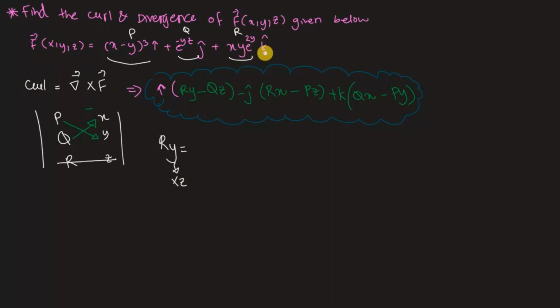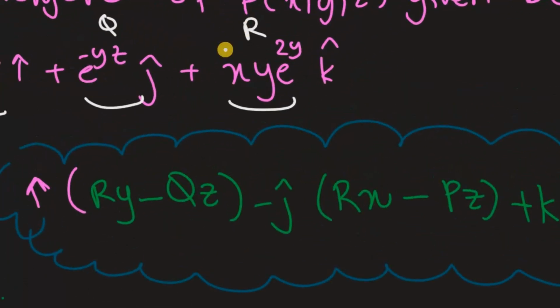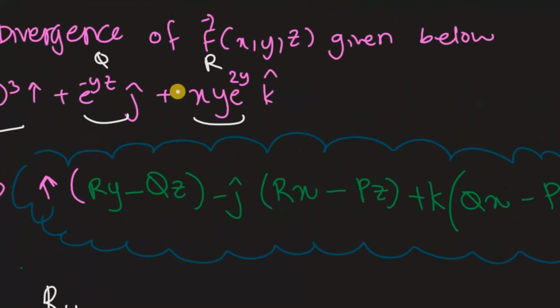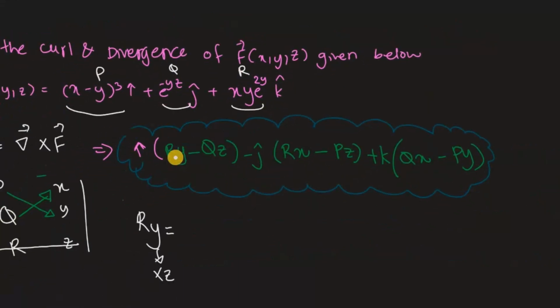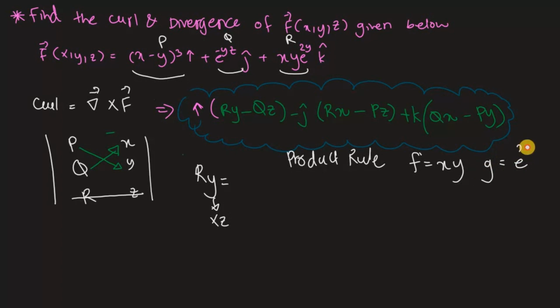And here you are differentiating this one, and you need to know that this is two functions, so you cannot differentiate it directly. You need to use the product rule. So xy is one function, and e to the power of 2y is the other function. I hope you remember the formula for the product rule. We have f as the first function, xy, and g as the second function, e to the 2y.